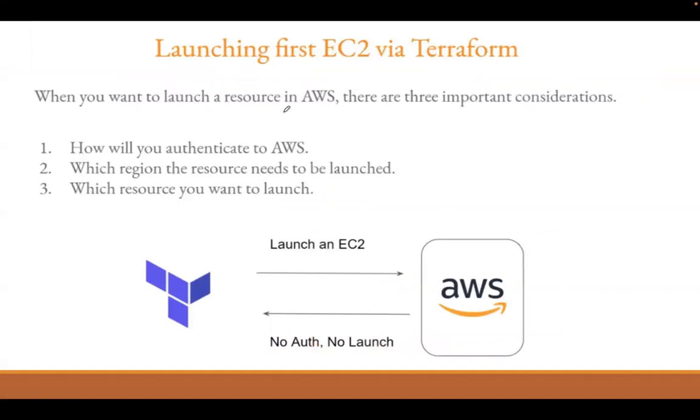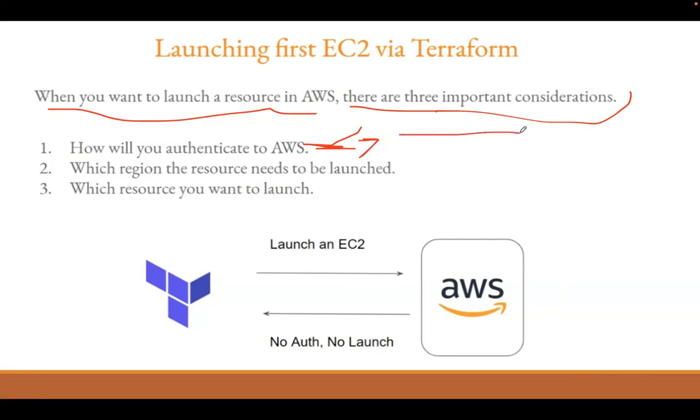When you want to launch a resource in AWS, there are three important considerations. One is how you will authenticate to AWS. Guys, tell me how you will authenticate with AWS. Yes, access key and secret key. When we use the access key and secret key, we can log into AWS.